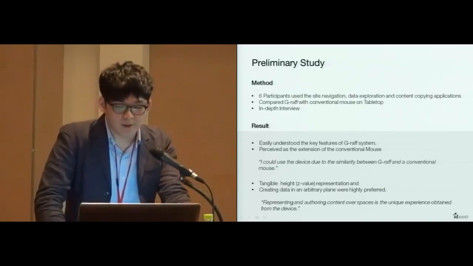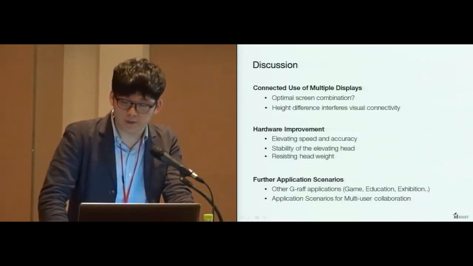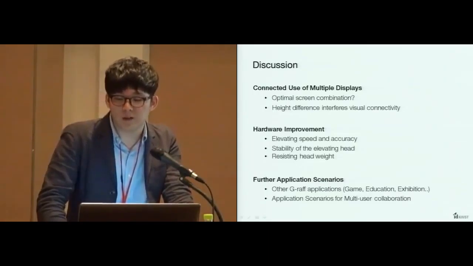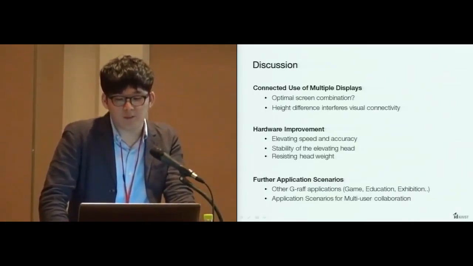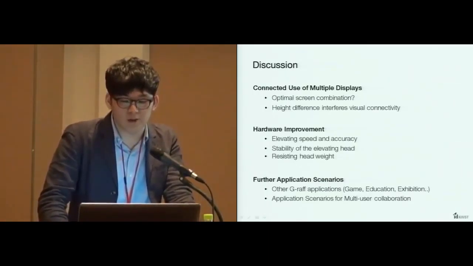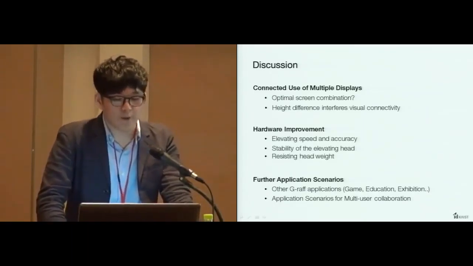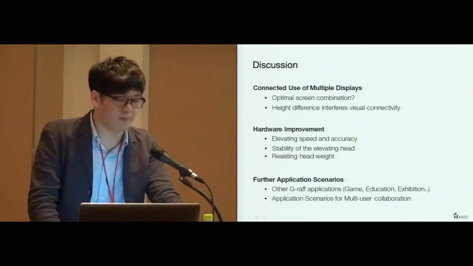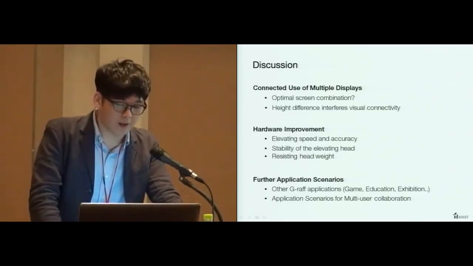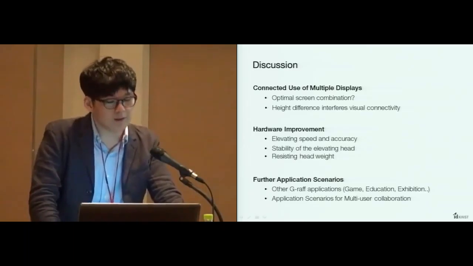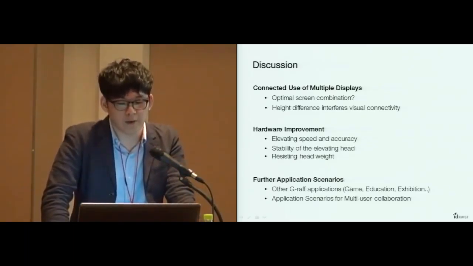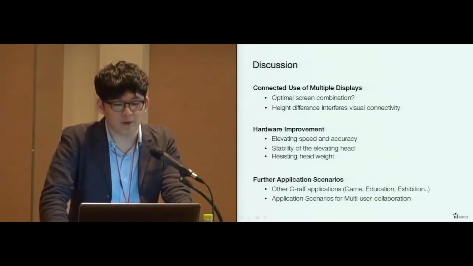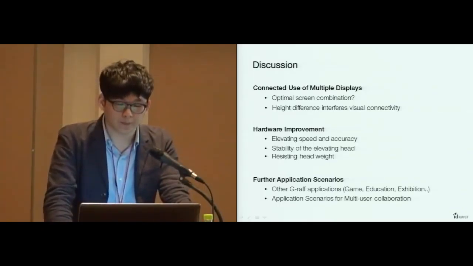But at the same time, limitations of G-raff were also found. We are addressing these limitations as main discussion points. One of the discussion points is how to create a better connected use of multiple displays. For example, the changing height of the display conceals a certain portion of the tabletop display. We have used some GUI elements, however, it may be necessary to investigate other UIs and hardware aids, such as a screen size combination, for the connected use between the tabletop and a smartphone.